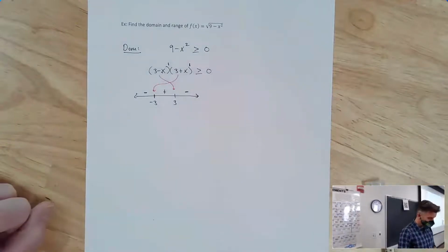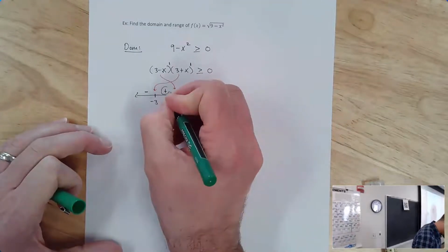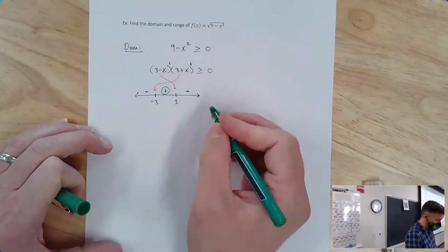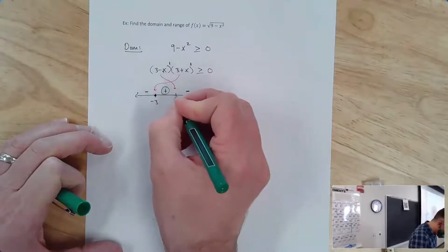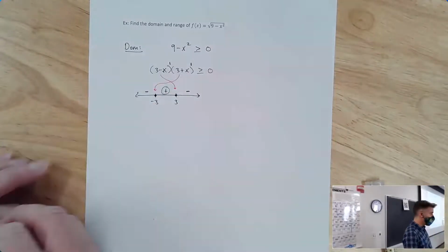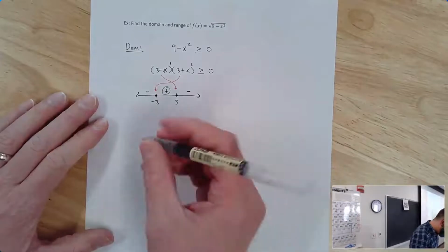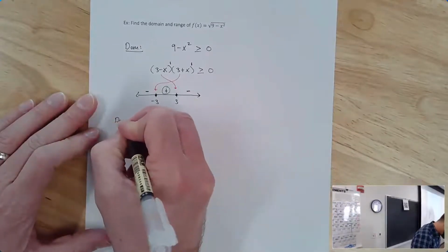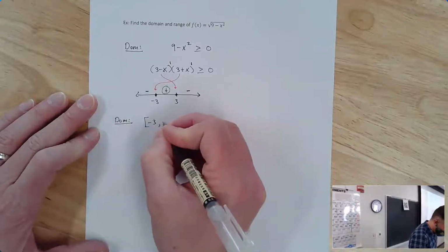We want this thing to be positive, great. So we want this part here. We don't want the parts where it's negative, so we don't want any of this out here, but we do want the endpoints. Because it's totally fine to plug in 3, because 9 minus 3 squared is 0, and the square root of 0 is perfectly legit. So our domain here is -3 inclusive with a bracket to +3.